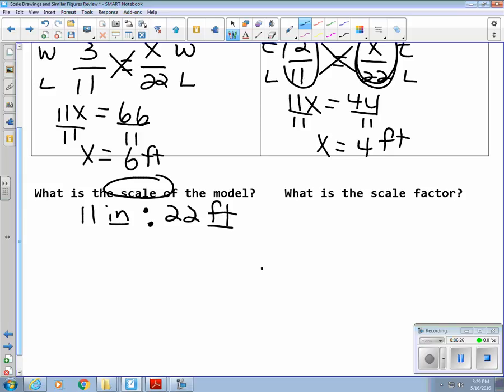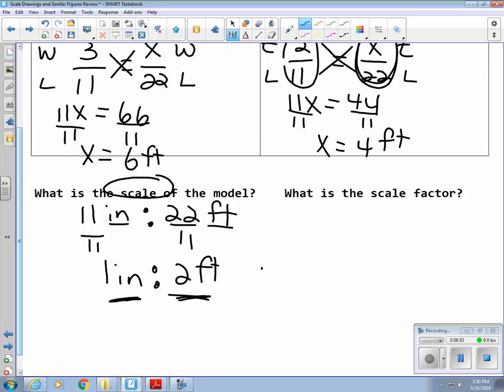Now, I can simplify this by dividing both sides by 11, and I'm going to end up with 1 inch is equivalent to 2 feet. What does this scale mean? That means 1 inch on the drawing corresponds to 2 feet on the actual car. So 1 inch on the scale model is really worth 2 feet on the actual car.